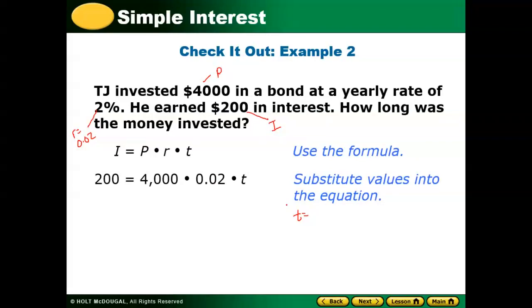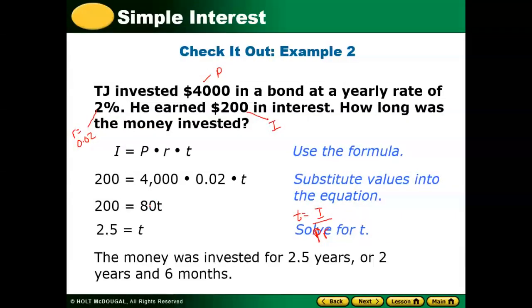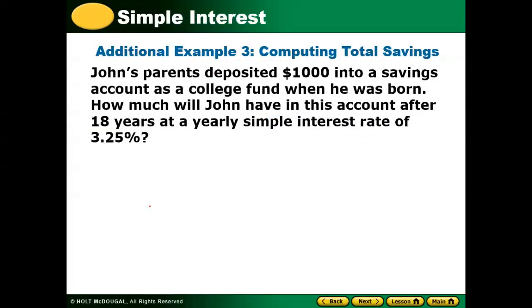Again, you could have used the formula I over PR here and calculated the same way, but here we're going to do 4,000 times 0.02 gives me 80, and then my last step is to divide both sides by 80, and we get T is equal to 2.5 years again. So the money was invested for 2.5 years or 2 years and 6 months. You won't always get the answer of 2.5. It just worked out that way, but the biggest thing here is knowing to isolate for t or using the formula that's provided.